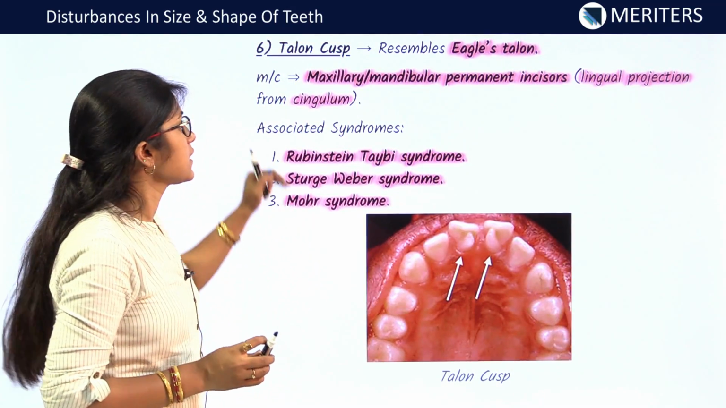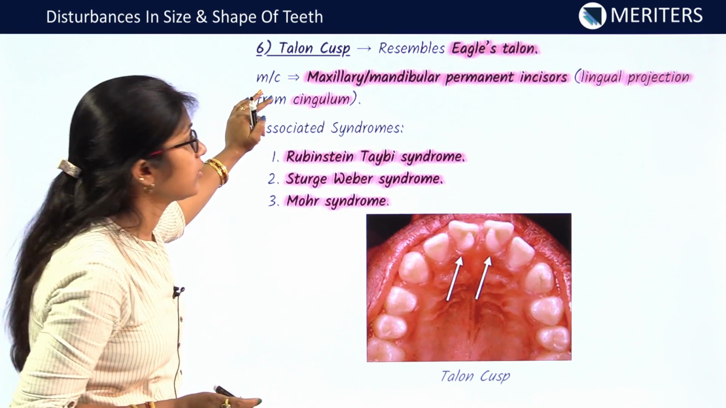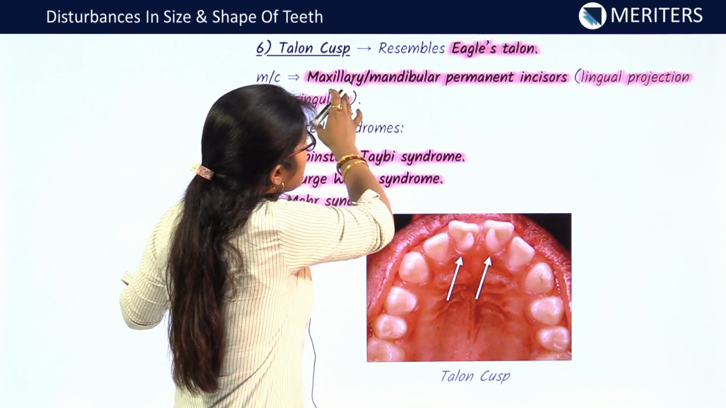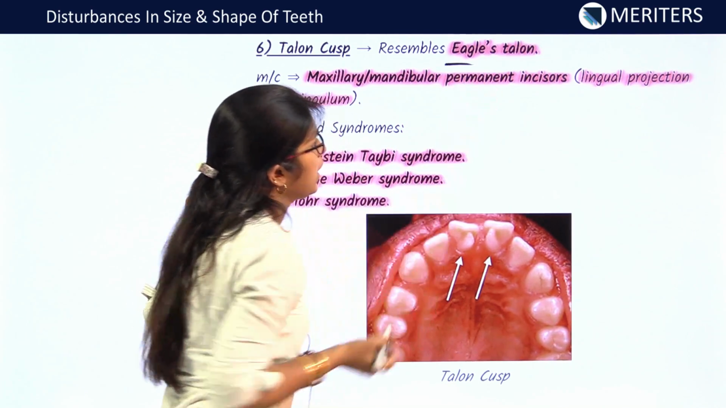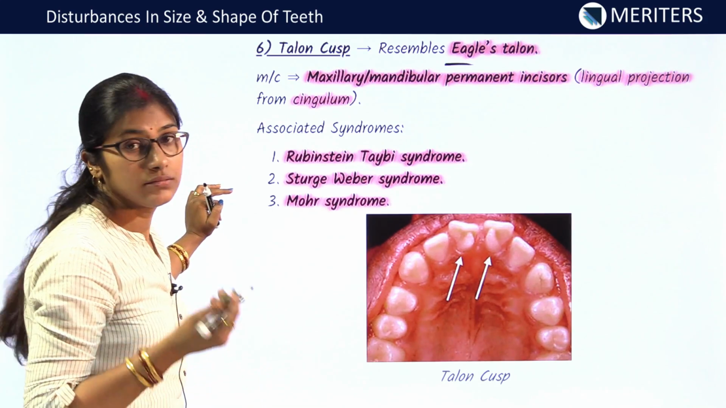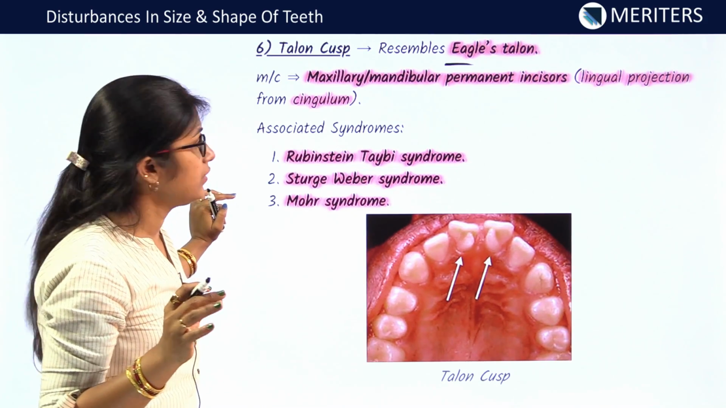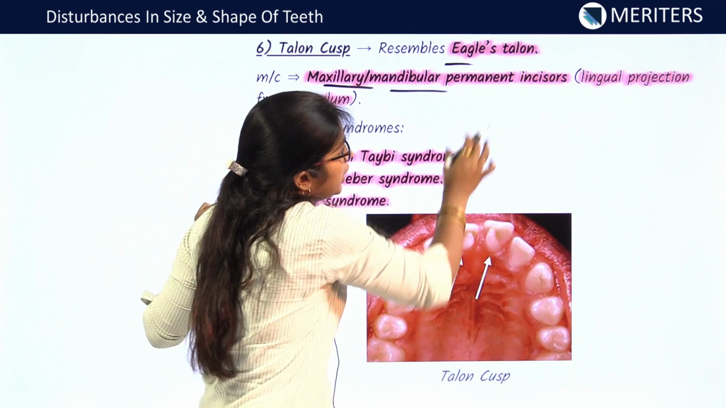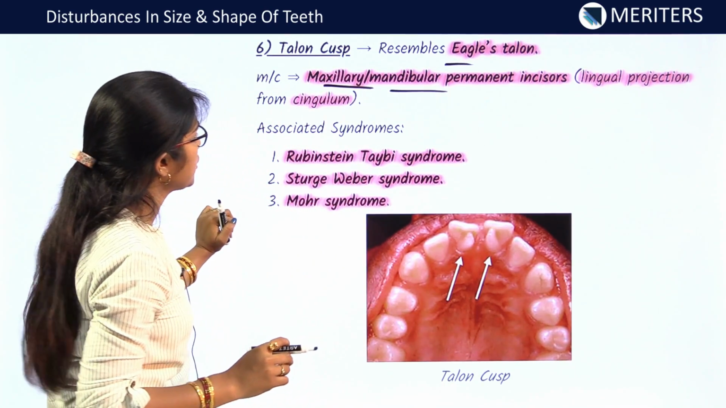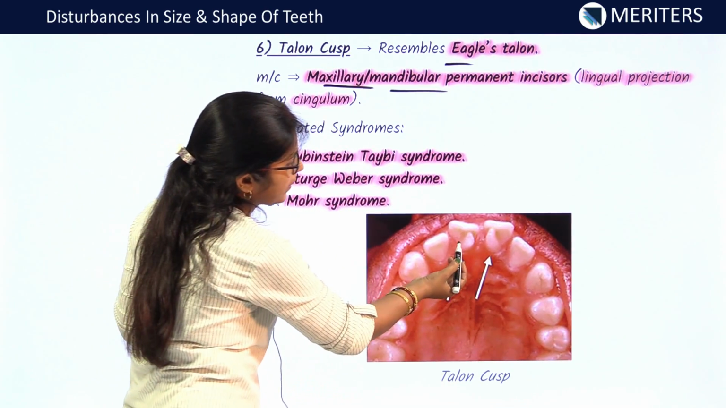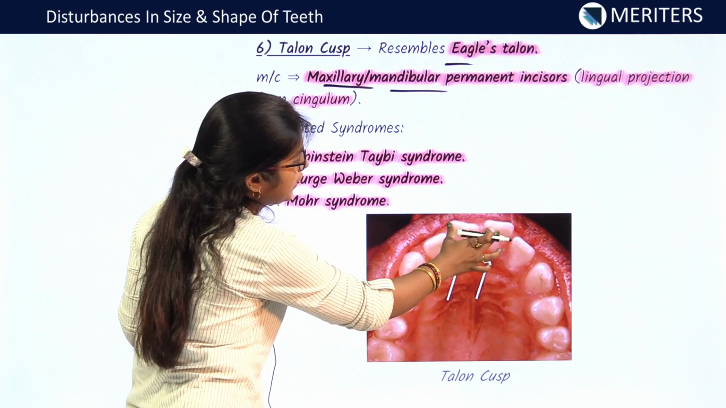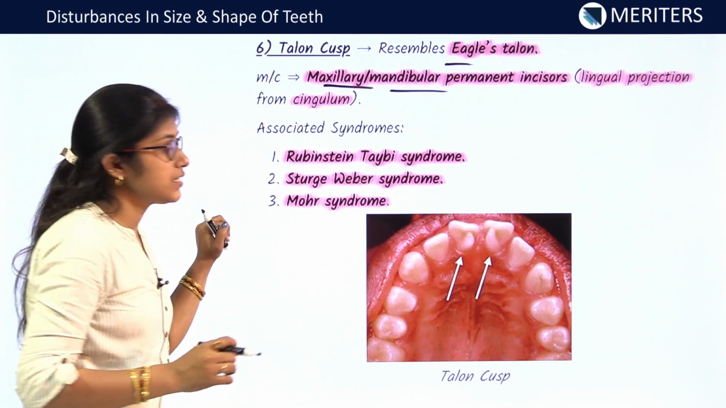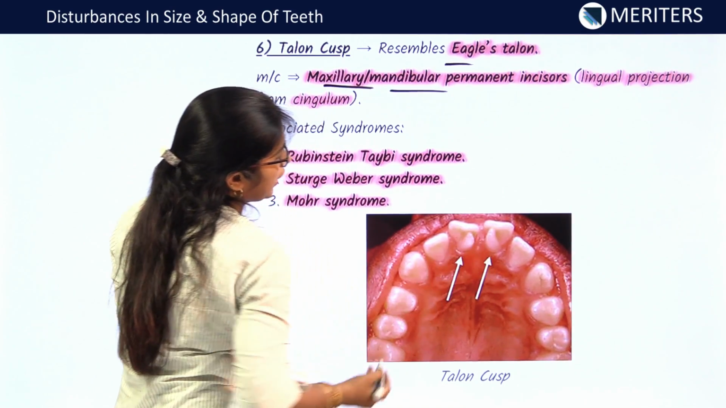Now next one we will be discussing is Talon's cusp. It is called Talon because it resembles an eagle's talon. Okay, and the most commonly affected teeth are important. These are maxillary and mandibular permanent incisors. A lingual projection is there from the cingulum. See, this is the maxillary central permanent incisor, and the projection is there from the lingual side.